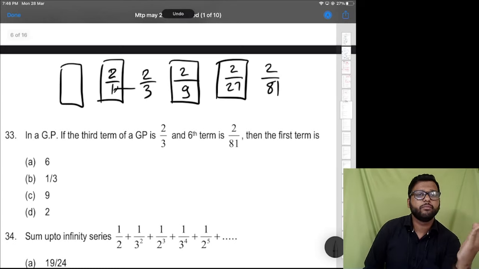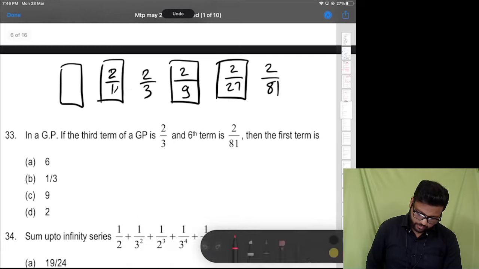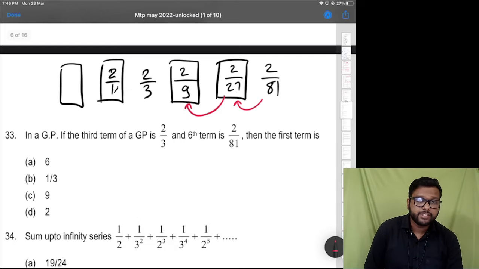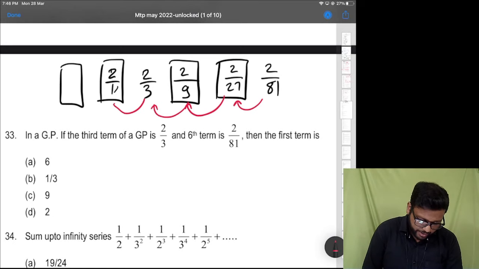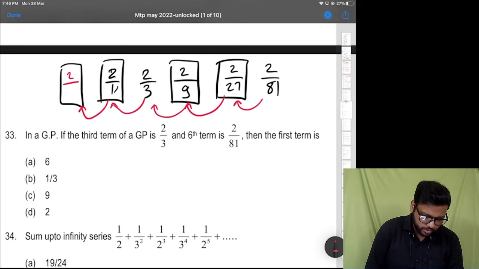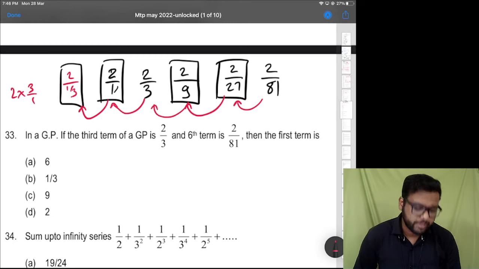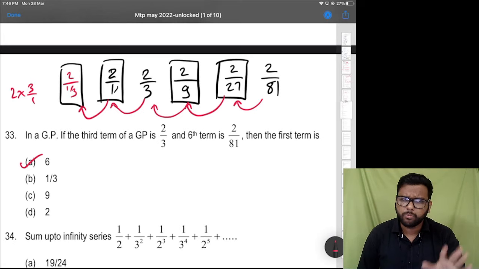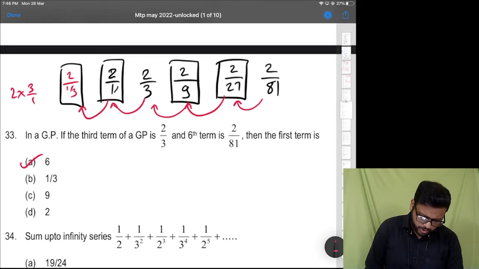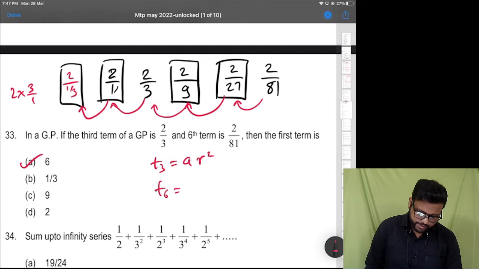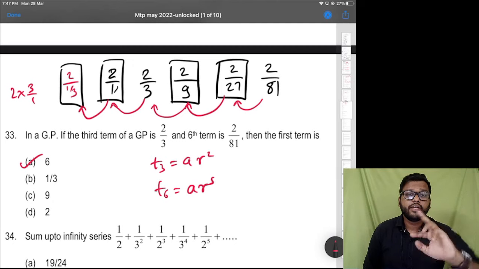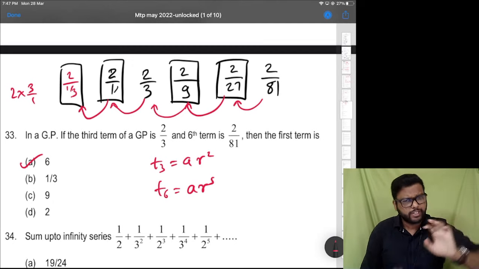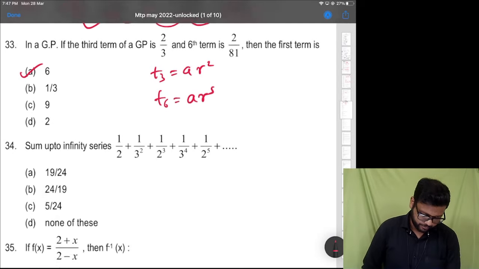While coming back, you have to divide. 81 by 3 is 27. 27 by 3 is 9. 9 by 3 is 3. 3 by 3 is 1. 1 by 3 is 1 by 3. So 2 by 1 by 3, or rather 2 into 3 by 1, which will be 6. If this seems complicated, forget about it. Just go by formula. T3 is equal to AR square and T6 is equal to AR raised to 5. Then divide them and get R. That is perfectly fine, no issues.